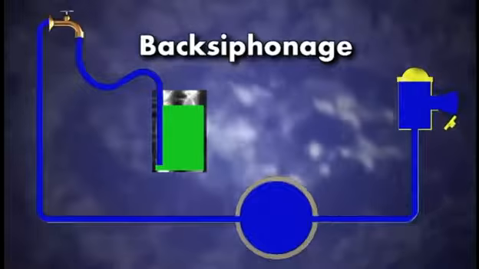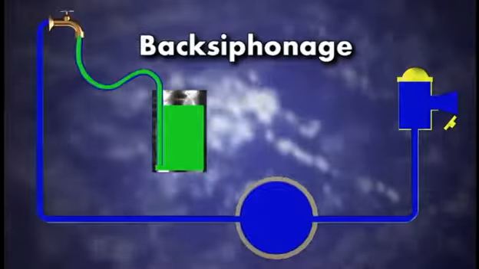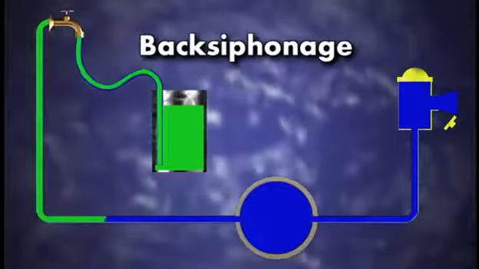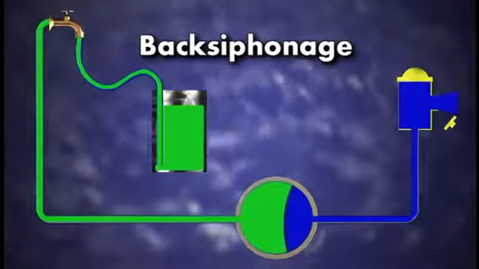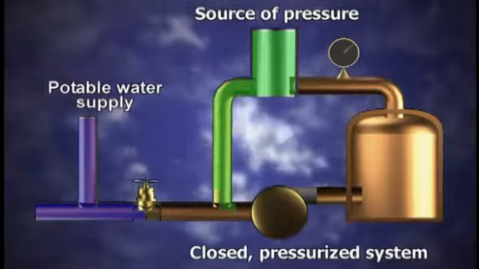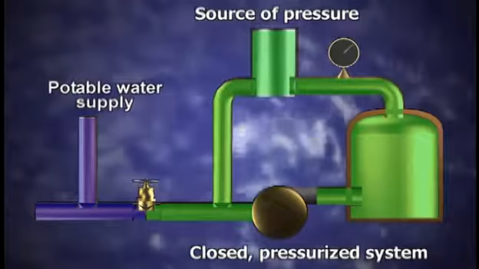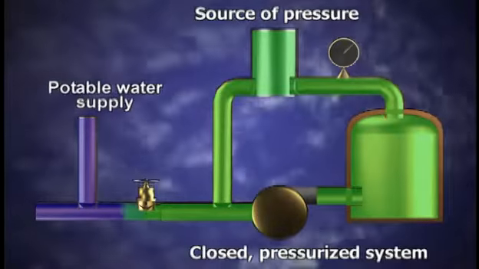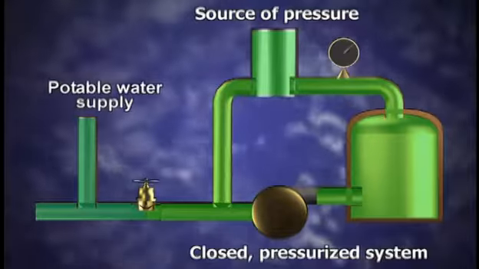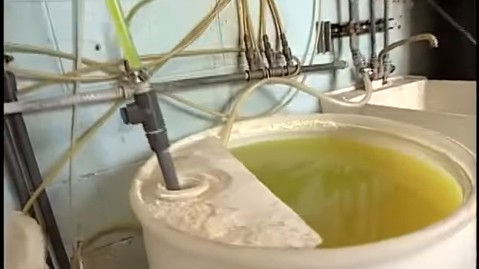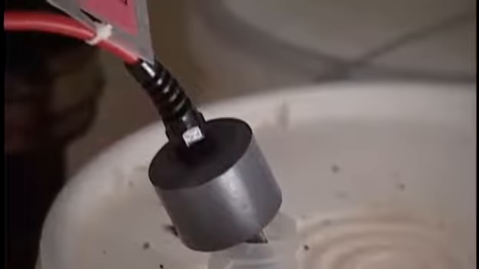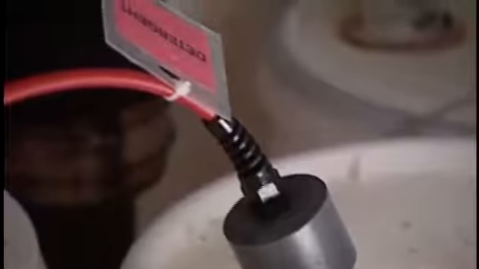Backsiphonage is caused by negative or reduced pressure in a water system and occurs during low-pressure events such as a line leak. Back pressure is caused when a potable water system is connected to a non-potable supply operating under higher pressure that pushes contaminated liquid back into the public water system. This means that non-drinkable water or other fluids can accidentally get into your drinking water system. This occurs when there is a difference in pressure that forces the unwanted liquids into clean drinking water lines.